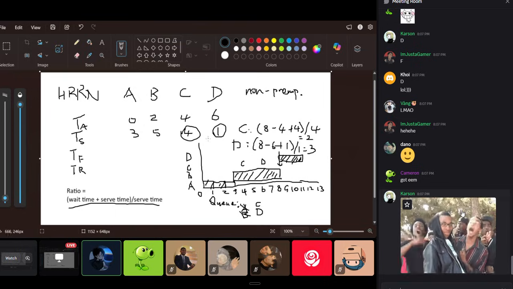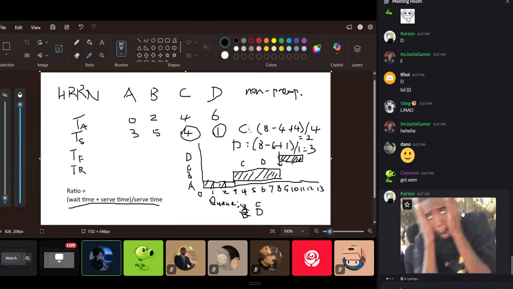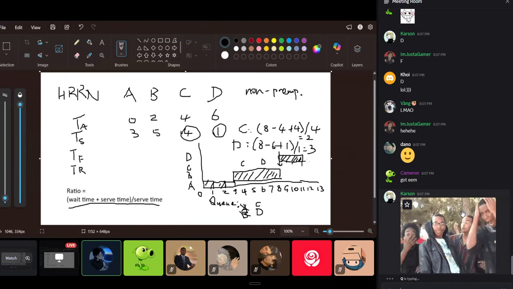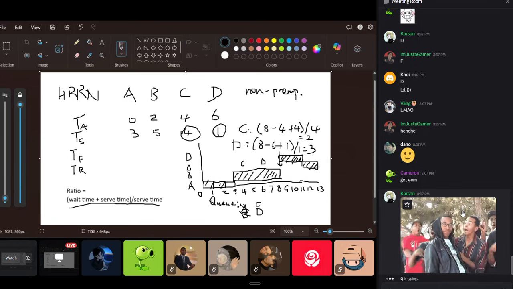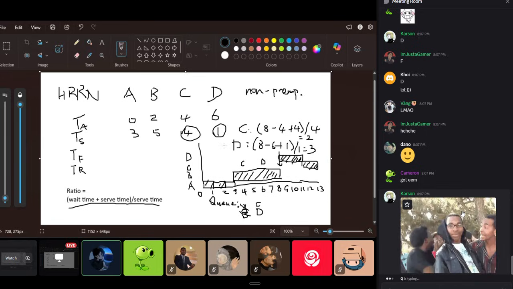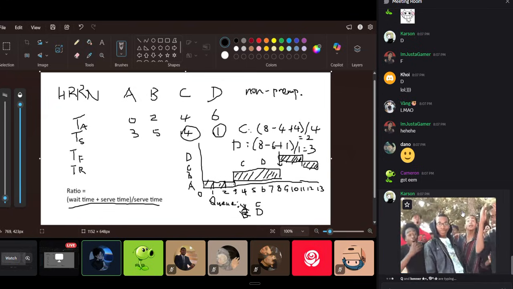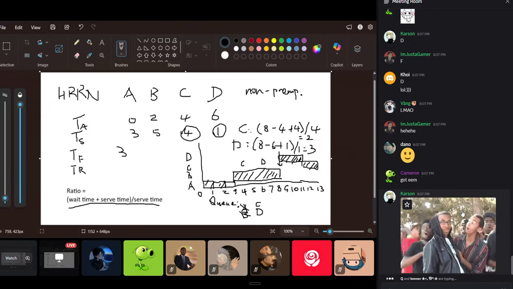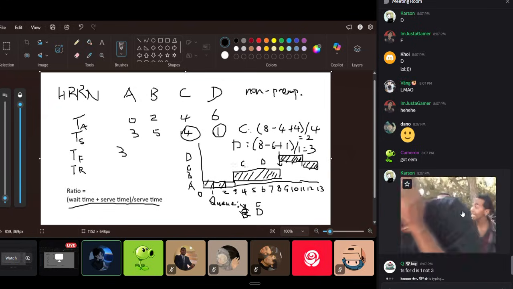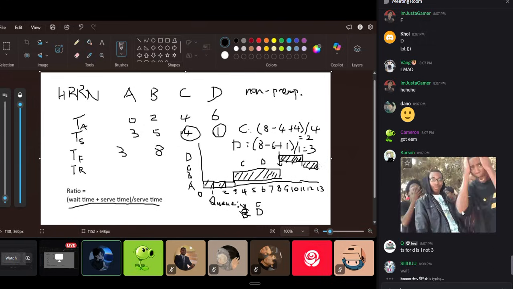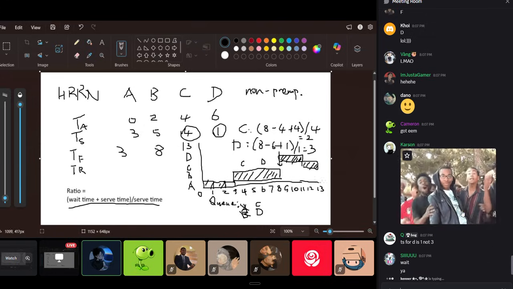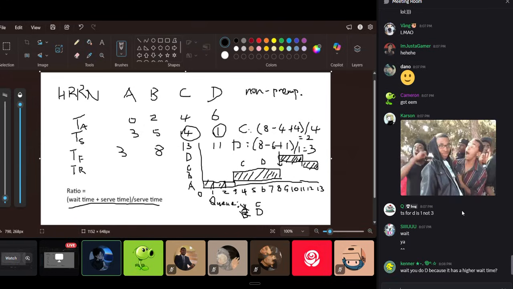Anyway, so now because C is the last one in the queue, C gets to run the remaining, which has 2 left. To scratch things off, what are the final times? So A gets to finish at 3. B finishes at 8. C finishes at the very last time, which is 13, and D finishes at 11.